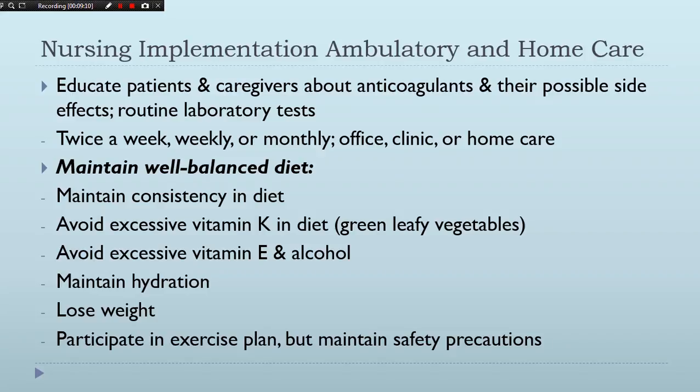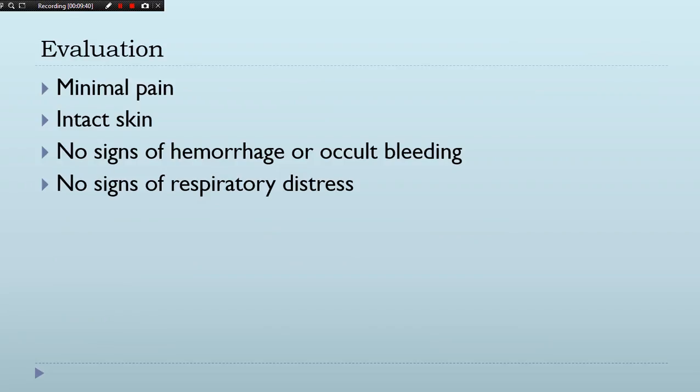Patients should participate in exercise plans, but maintain safety precautions, especially if they're on blood thinners. We want to make sure that they're not participating in any dangerous activities or contact sports. In the event that somebody does have a blood clot in their leg even, we want to make sure that they're frequently and early ambulating to increase circulation. There hasn't been found to be any increased risk in developing a pulmonary embolism from early frequent ambulation.